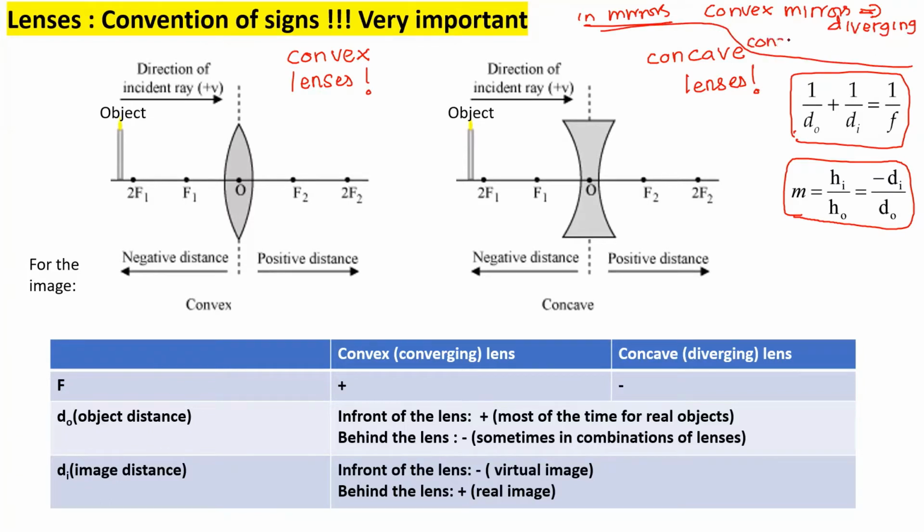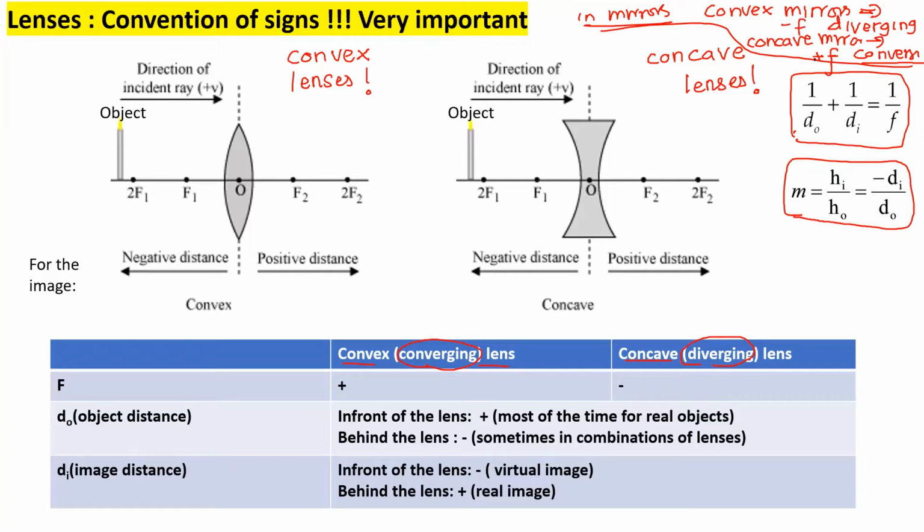And concave mirrors were converging mirrors. But here when you look at this, convex lenses are converging and concave lenses are diverging. So can you see that they are kind of opposite? But for converging mirrors, your F was positive, right? For diverging mirrors, your F was negative.